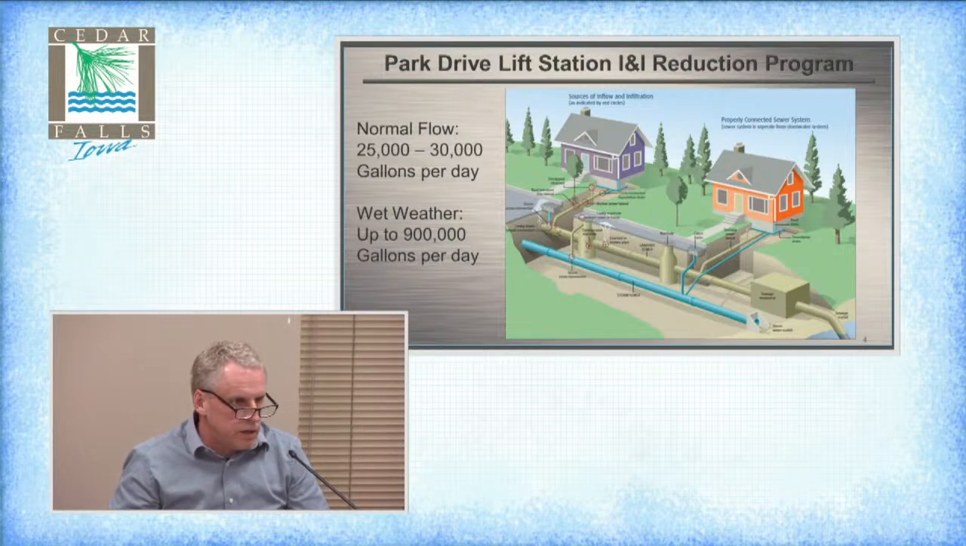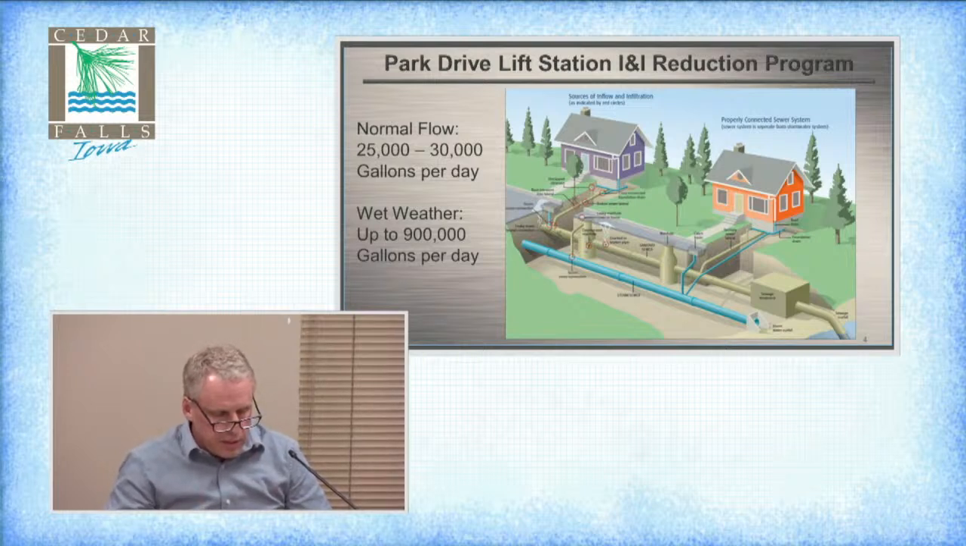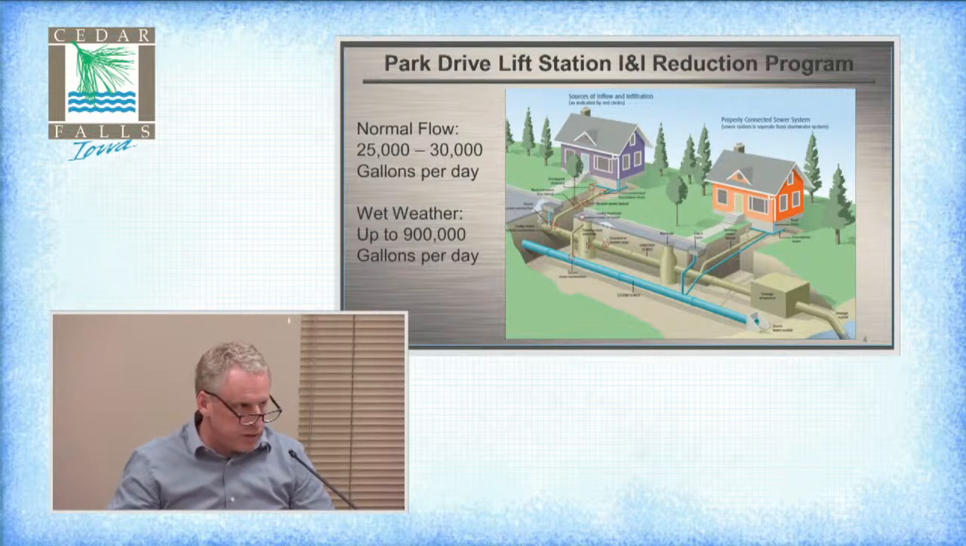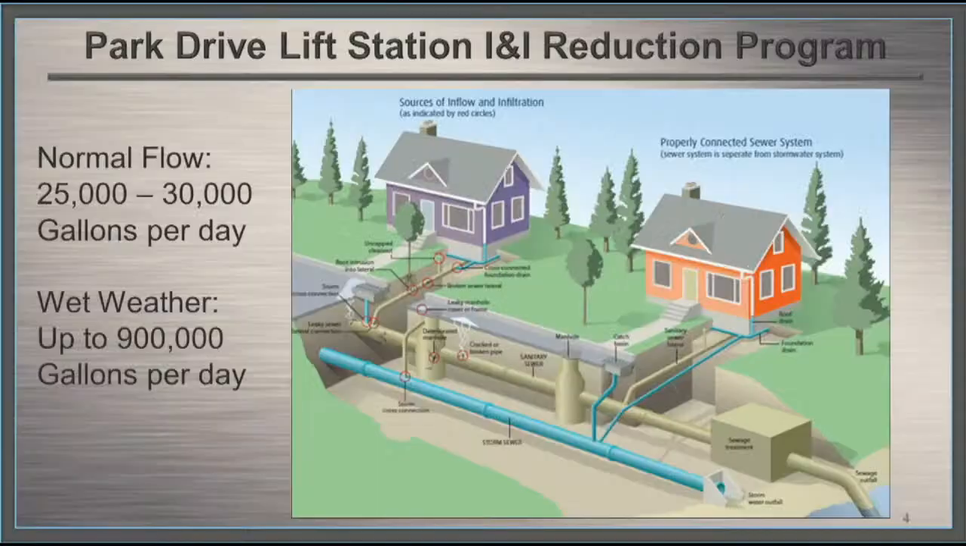Our normal flow there on any given day is typically 25 to 30,000 gallons, and that's for 140 homes. And in extreme wet weather, we can have up to 30 times that, or 900,000 gallons in a single day. And that is, for the most part, coming from the private sector, not the public sector, through footing drains and sump pumps.